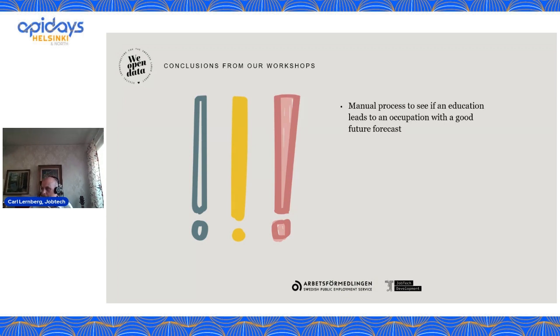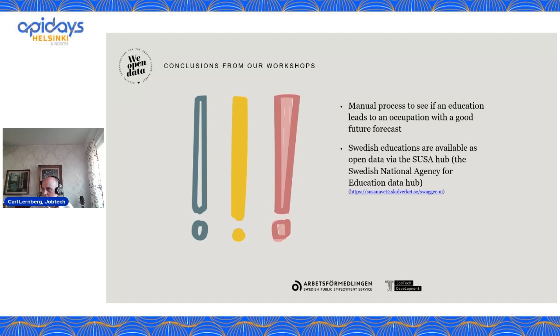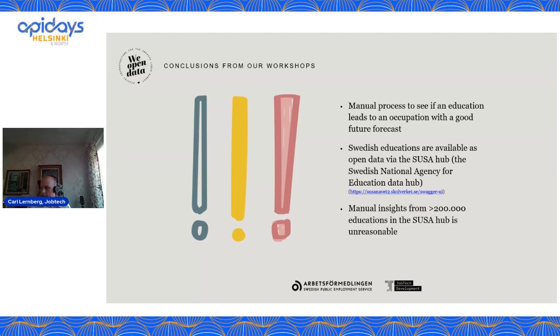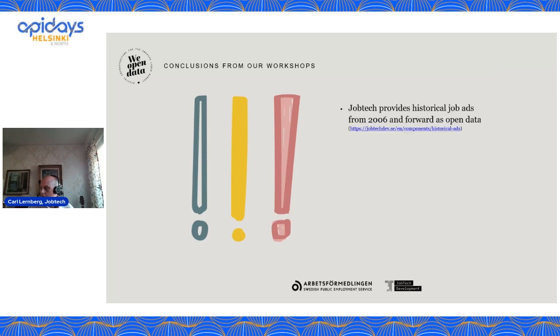We saw that there is a manual process to see if an education leads to an occupation with a good future forecast. We also discovered that Swedish educations are actually available as open data through an API called SUSE Hub. There are more than 200,000 educations in SUSE Hub, and doing manual insights from that data is unreasonable. At JobTech, we also provide Swedish historical job ads from 2006 and forward as open data.